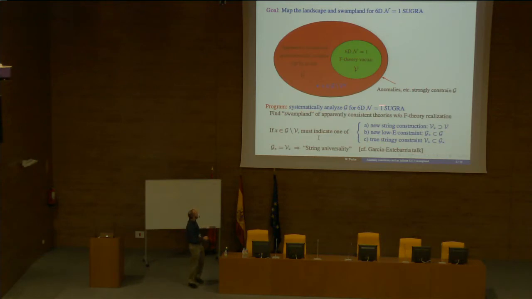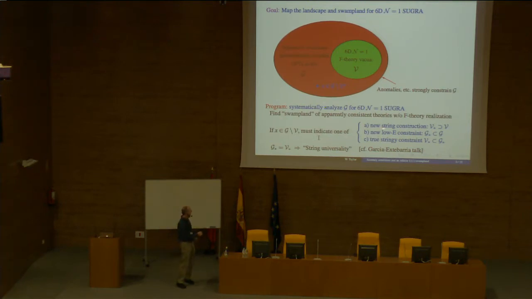If it is, then really we are defining a bigger set V star that explains this set. Is this theory actually secretly inconsistent, which would reveal a new low energy inconsistency, which would shrink the set G to a set G star? And if we can do that for all the theories in the intermediate range, then we show that, in fact, every consistent theory of quantum gravity with, say, supersymmetry in a certain dimension is realized by F theory or another string theory. Then we've shown string universality.